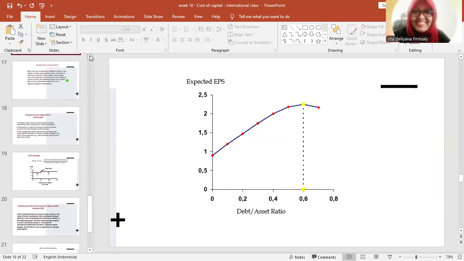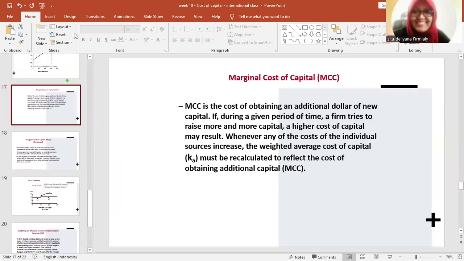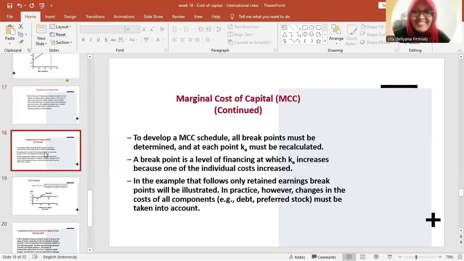Now, the marginal cost of capital. This is just a little bit of review. The MCC is basically the cost of raising an additional dollar of new capital. If during a given period of time a firm tries to raise more and more capital, a higher cost of capital may result. Whenever any of the costs of the individual sources increase, the weighted average cost of capital must be recalculated to reflect the cost of obtaining additional capital.